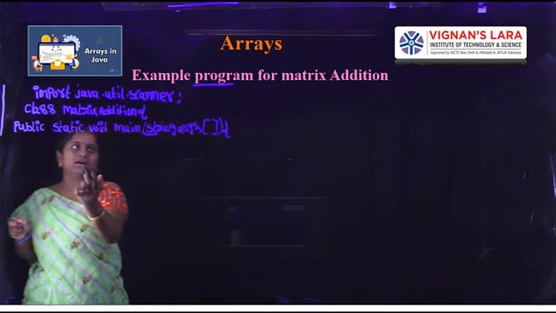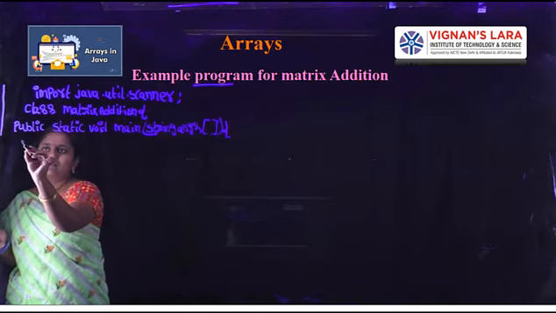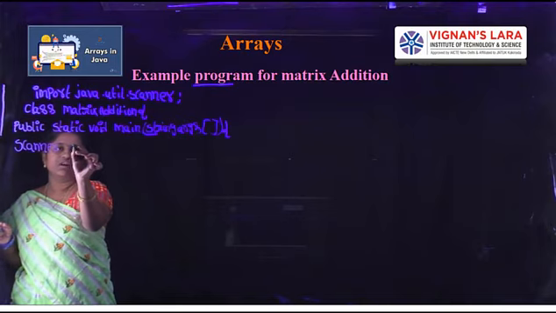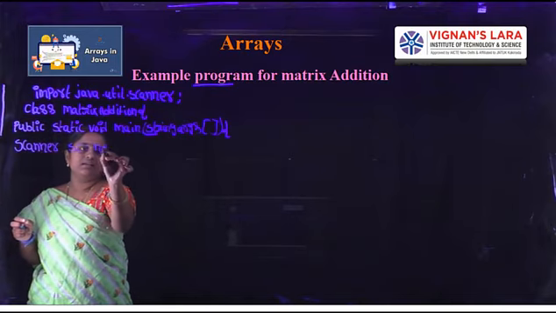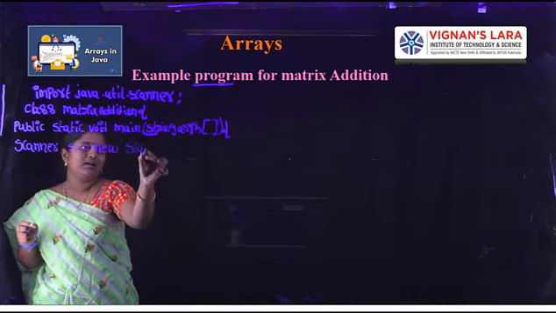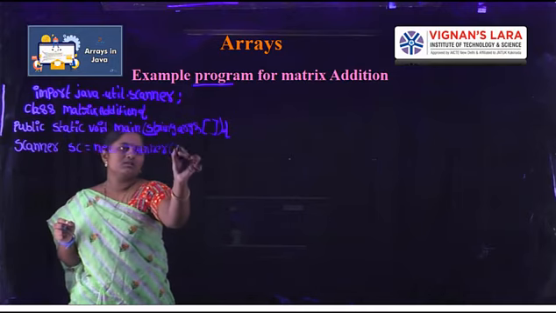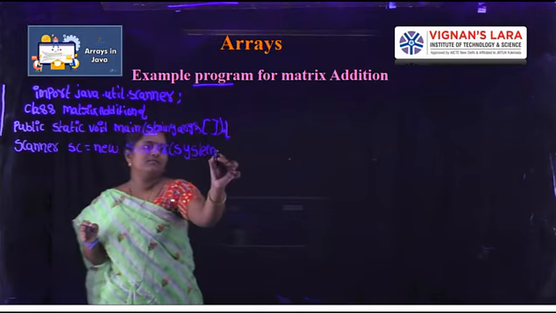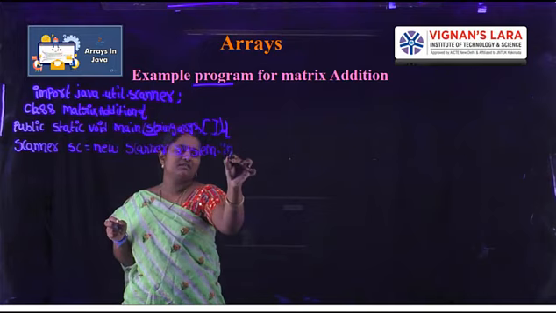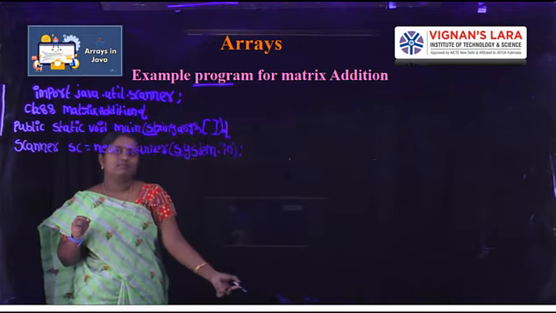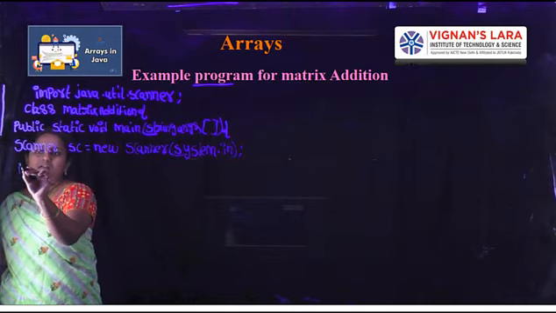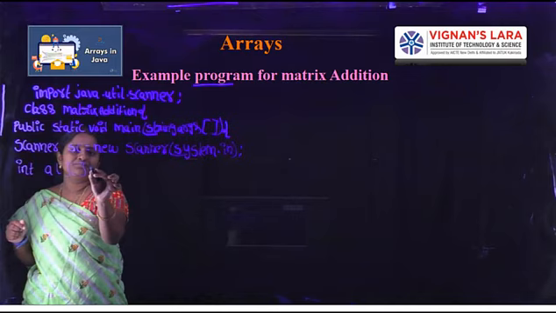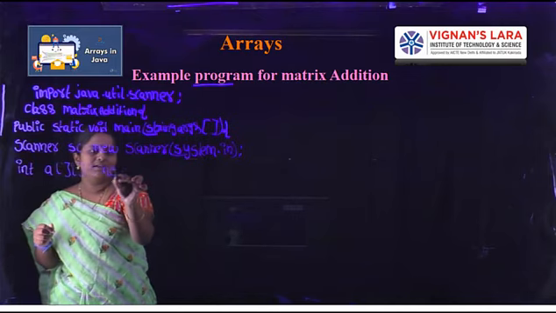Within the main method, creating an object of the Scanner class. Scanner is a predefined class; its first letter should be uppercase. Scanner sc equal to new Scanner(System.in). System is a predefined class; its first letter should be uppercase. Next, int a equal to new int.